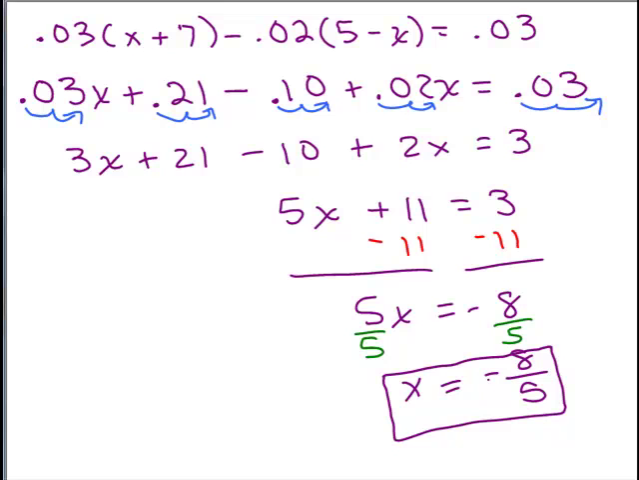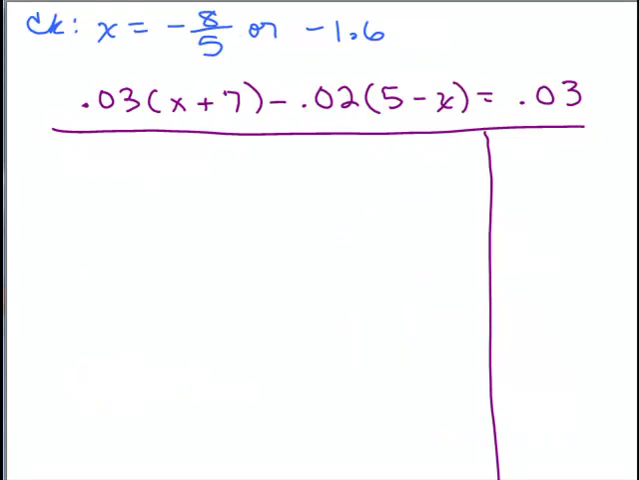And by the way, this could be written in decimal form too, because negative 8/5 is negative 1 3/5, right? And 3/5 is 0.6, so it's negative 1.6. So when you check your answer, you could put in negative 8/5, or you could put in negative 1.6. Since the original problem has all decimals, I'm going to use the negative 1.6.